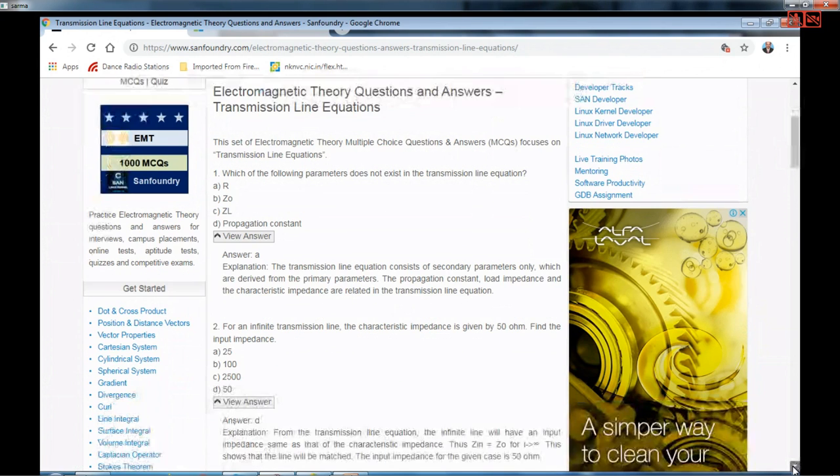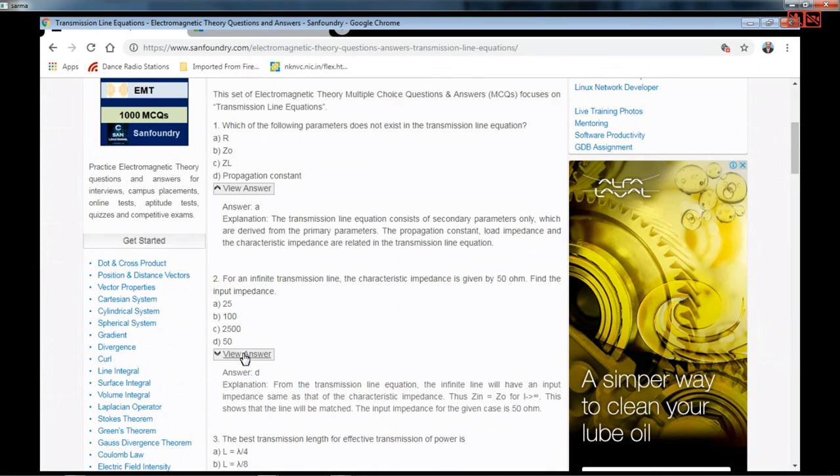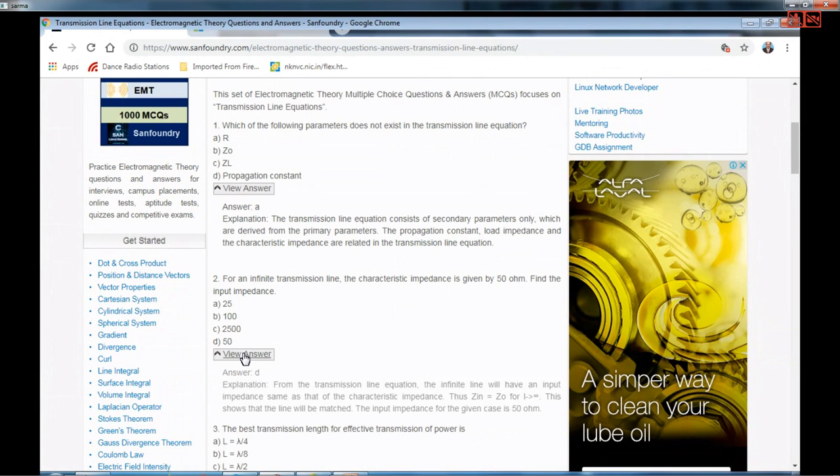Then second question is, for an infinite transmission line, the characteristic impedance is given by 50 ohms. Find the input impedance. The definition of characteristic impedance is that for an infinite transmission line the input impedance is 50 ohms. So whatever is the input impedance asked, it should be same as your characteristic impedance. That's by the definition of characteristic impedance itself. That's why out of the options, D is the correct answer for these things.